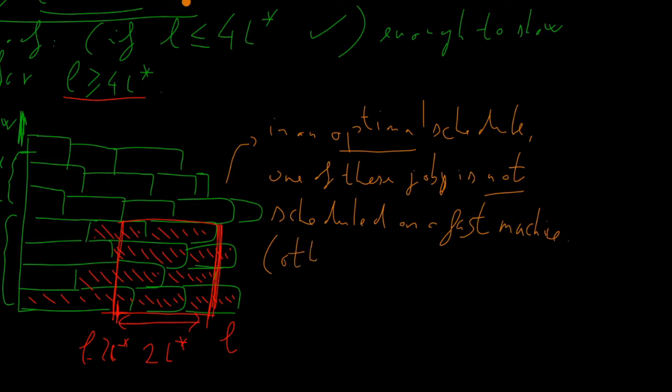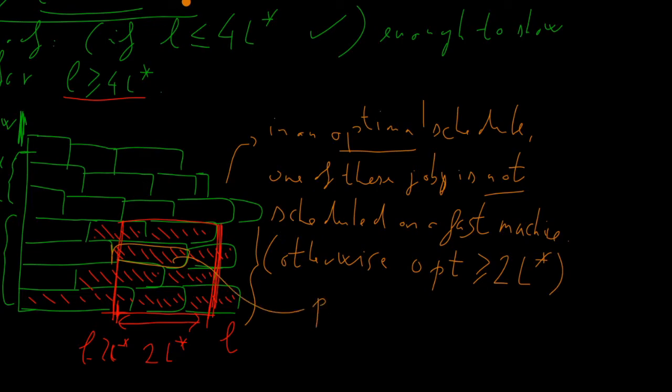So otherwise the optimum would be at least 2L star, because if we schedule all these jobs to these machines, then the load on these guys, the maximum load, would be at least 2L star on these machines. So okay, let this be the job, say. So let this job be this pj, right? Usually j indexes machines, but nevertheless let it be pj.